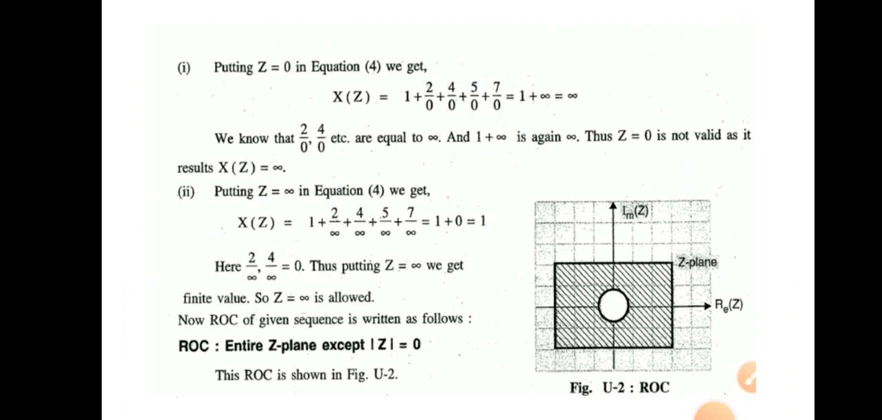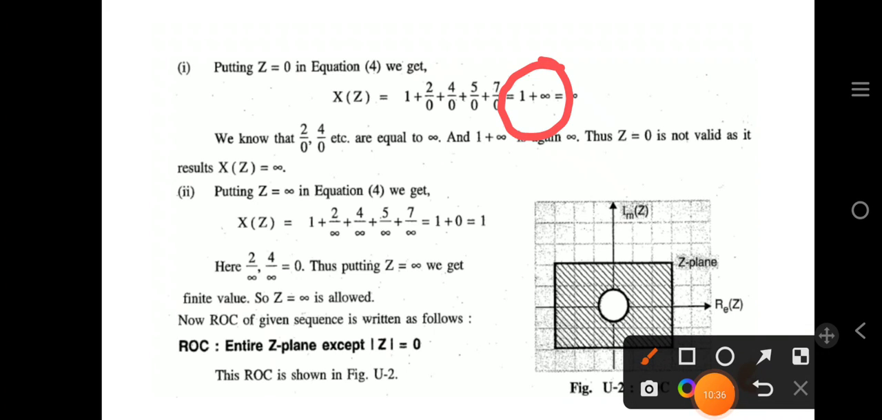So x of z is equals to 1 plus 2 upon 0 plus 4 upon 0 plus 5 upon 0 plus 7 upon 0. Why we have put all these values 0? Because it was 2 upon z. So at the places of all the z we have put the 0 values. So anything upon 0 we know that the value is infinity. So finally we will get 1 plus infinity here. And 1 plus infinity is nothing but the infinity.